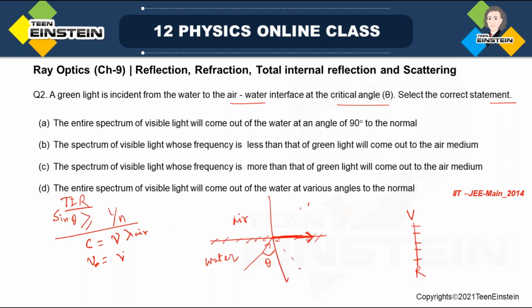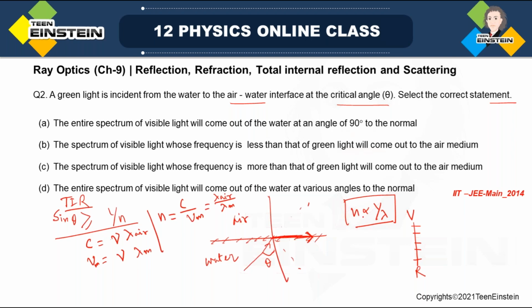Here now Vm will be nu into lambda m. Refractive index is given by C by Vm, that means the speed of any color in air divided by the speed of that particular color in the medium. So if we take the ratio, what we get is lambda air by lambda medium. That means this refractive index is dependent on the color, because anyway this is common for all, so refractive index is inversely proportional to lambda. That is what we can understand from this.